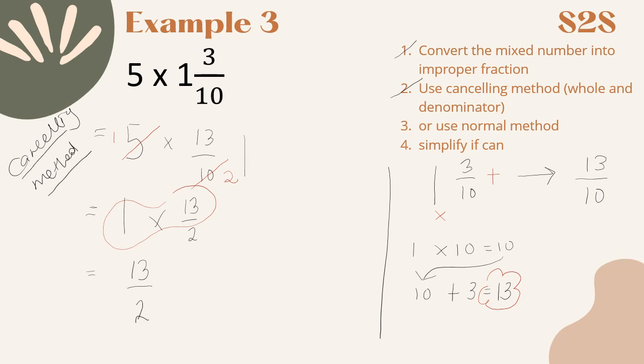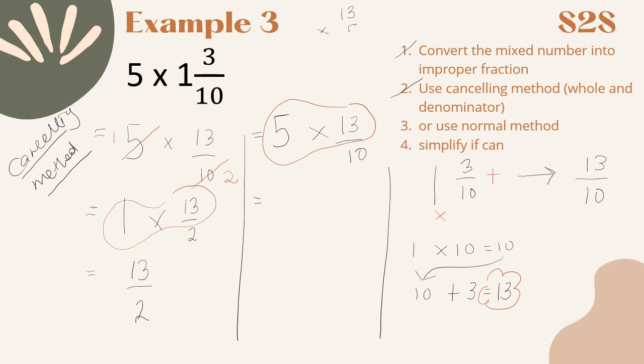So let's try using the normal method. So we have 5 whole, sorry, that's not 5 whole. 5 times 13 out of 10. The normal method is where you deal with the whole and the numerator. So 5 times 13. If you can't do it in your head, you can always do a side calculation. So I'm just going to do it on top.